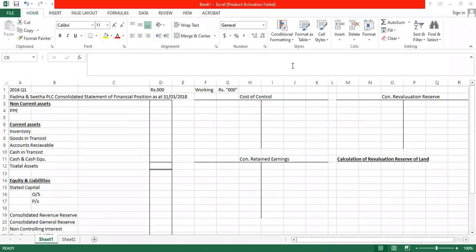So let's look at how to prepare the account. It is the most important part here.